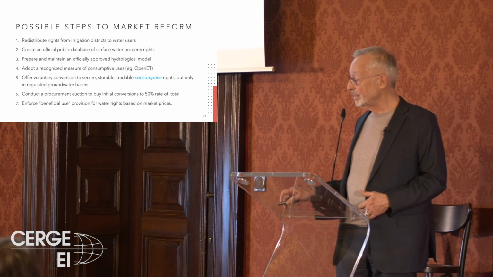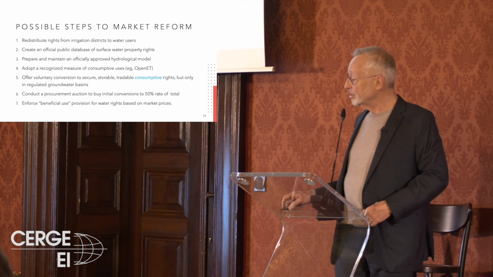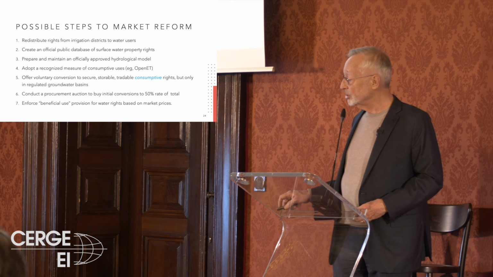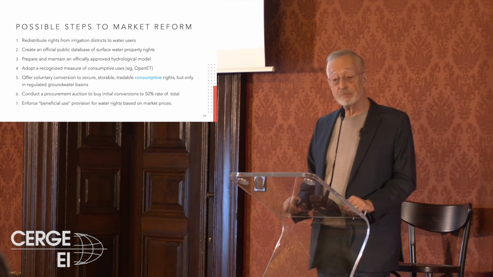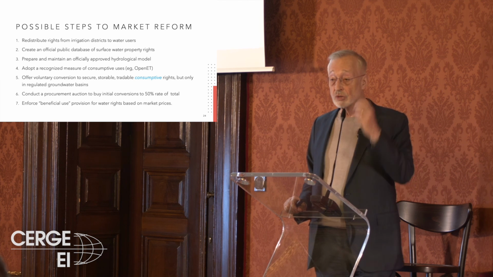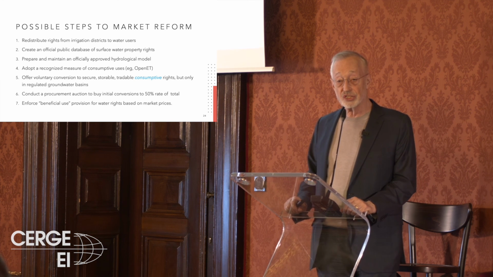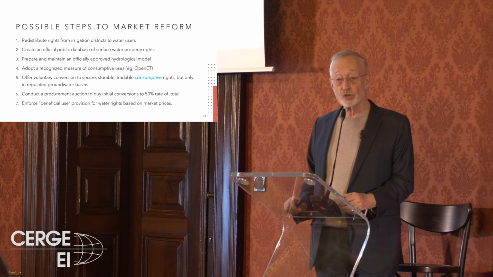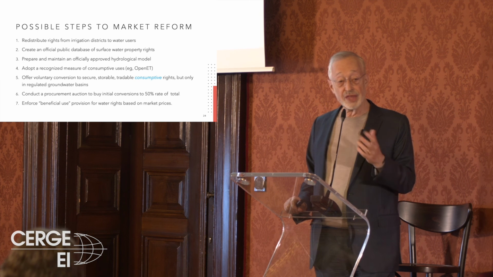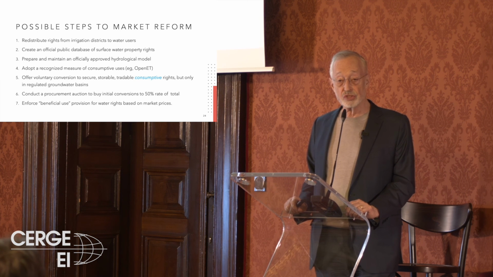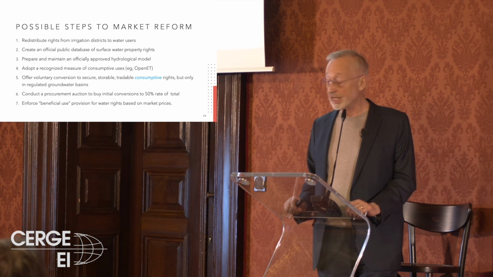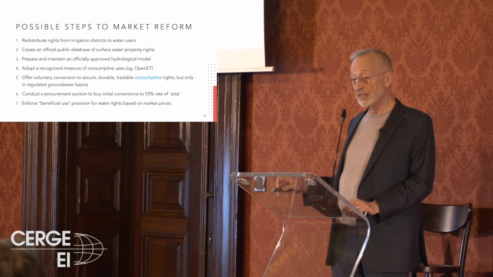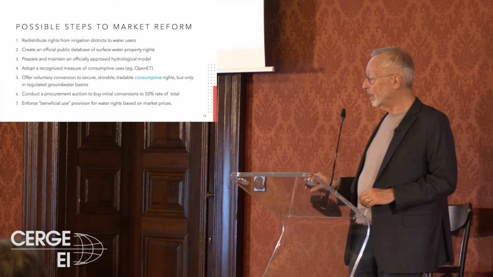And then the idea would be to conduct a procurement auction to buy initial conversions so that maybe 50% of the users agreed. Remember, we didn't buy all the television stations. We had an auction going because some of the television stations, the low value ones, were agreeing to go off the air in exchange for payments. And that was the spectrum we were able to convert to make available for data. So this would be the steps to market reform.